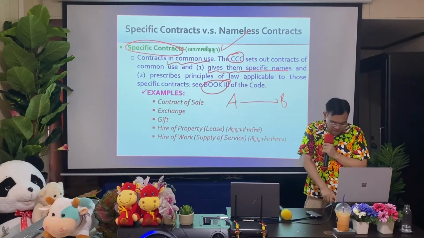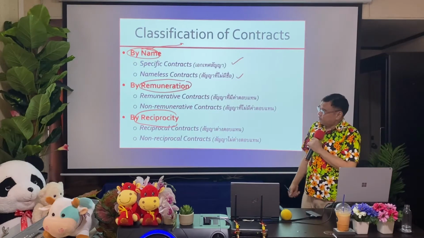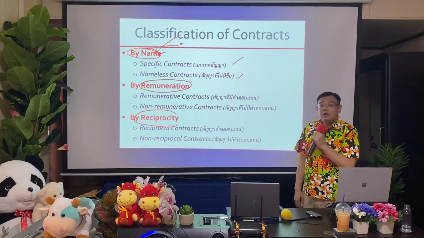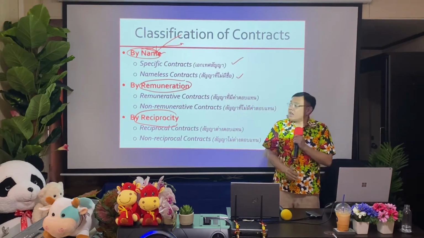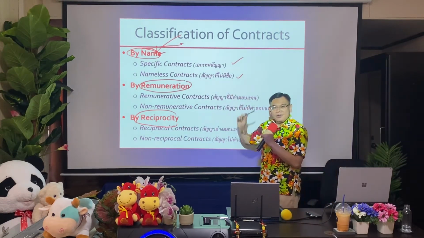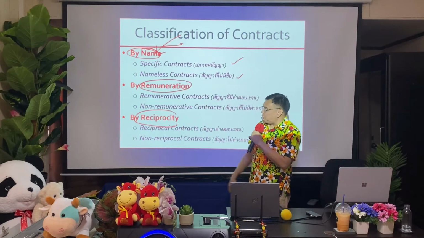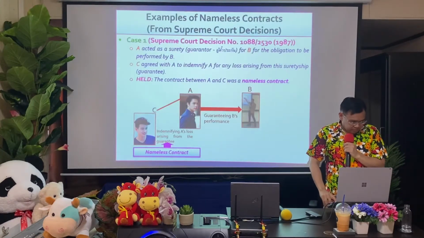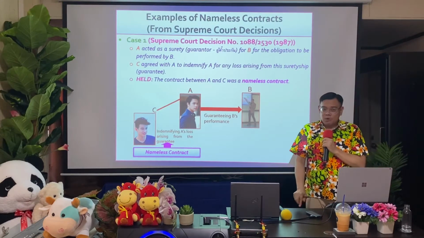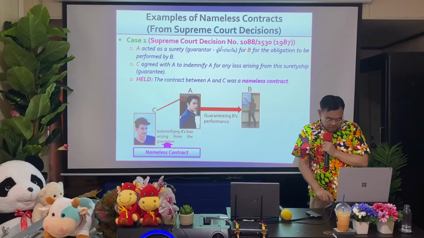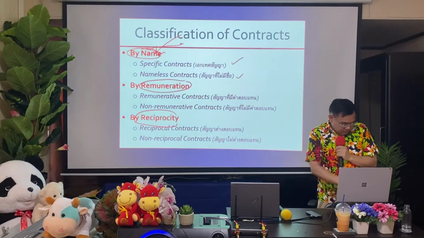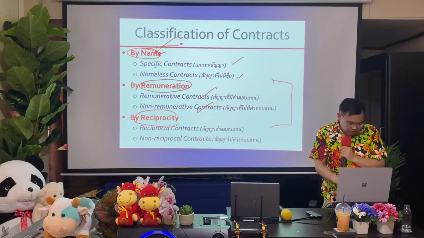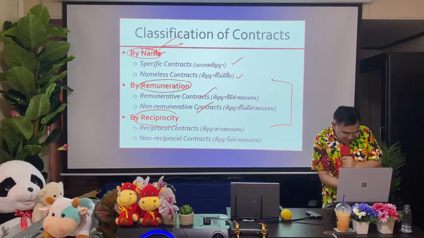Again, now we classify contracts by reference to the names. If we classify contracts by reference to names, we have specific contracts and nameless contracts. Now we are going to look at the classification of contracts by reference to remuneration. If we classify contracts by reference to remuneration, we will also have the remunerative contracts and non-remunerative contracts. But before coming to this part, I'm going to get back to the examples of nameless contract.